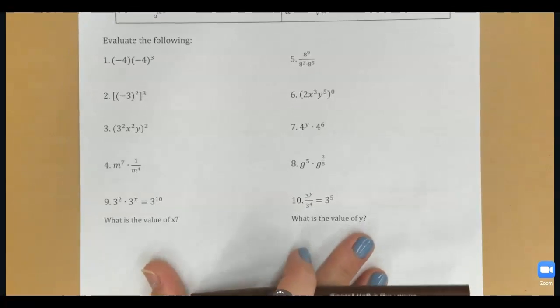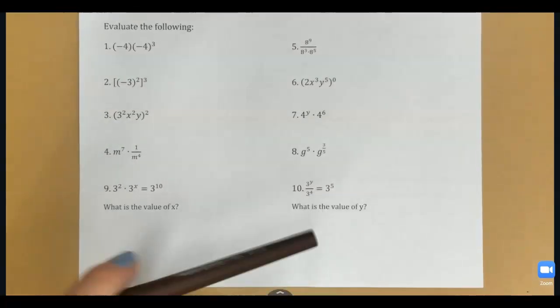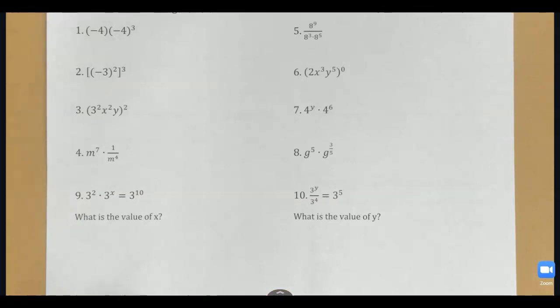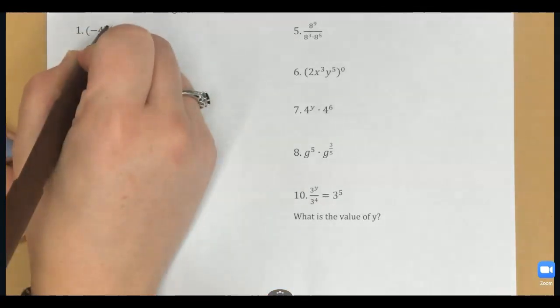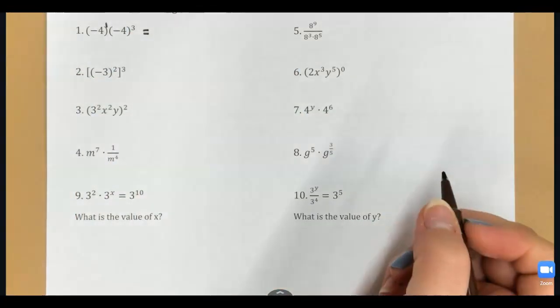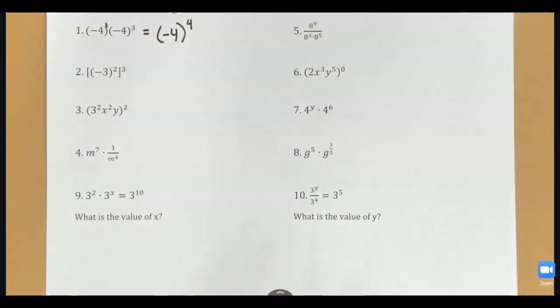We are going to be simplifying these expressions on 1 through 8, and then on 9 and 10 we're doing a little bit of solving. So starting on number 1, I have -4, and remember when there's no exponent written, it's like an imaginary 1, and I'm multiplying that by -4 to the third power. So my product rule is what I use here. So this is going to be -4 to the fourth power.